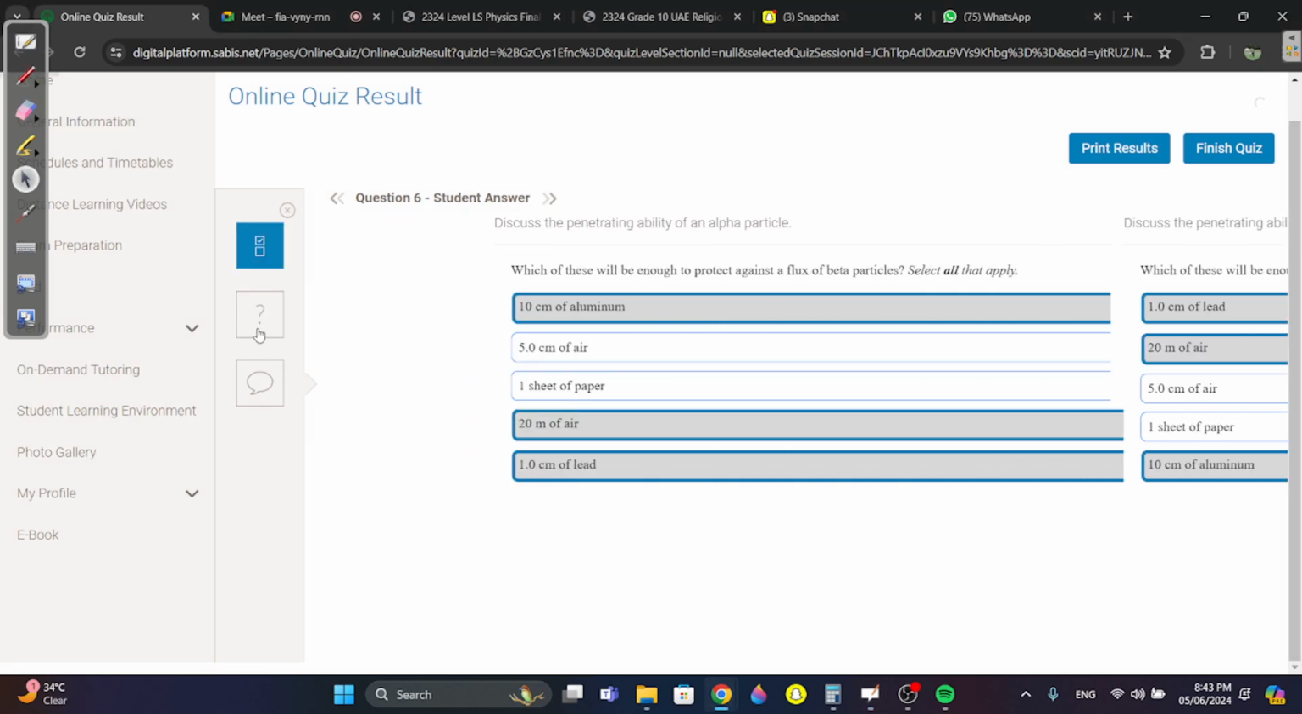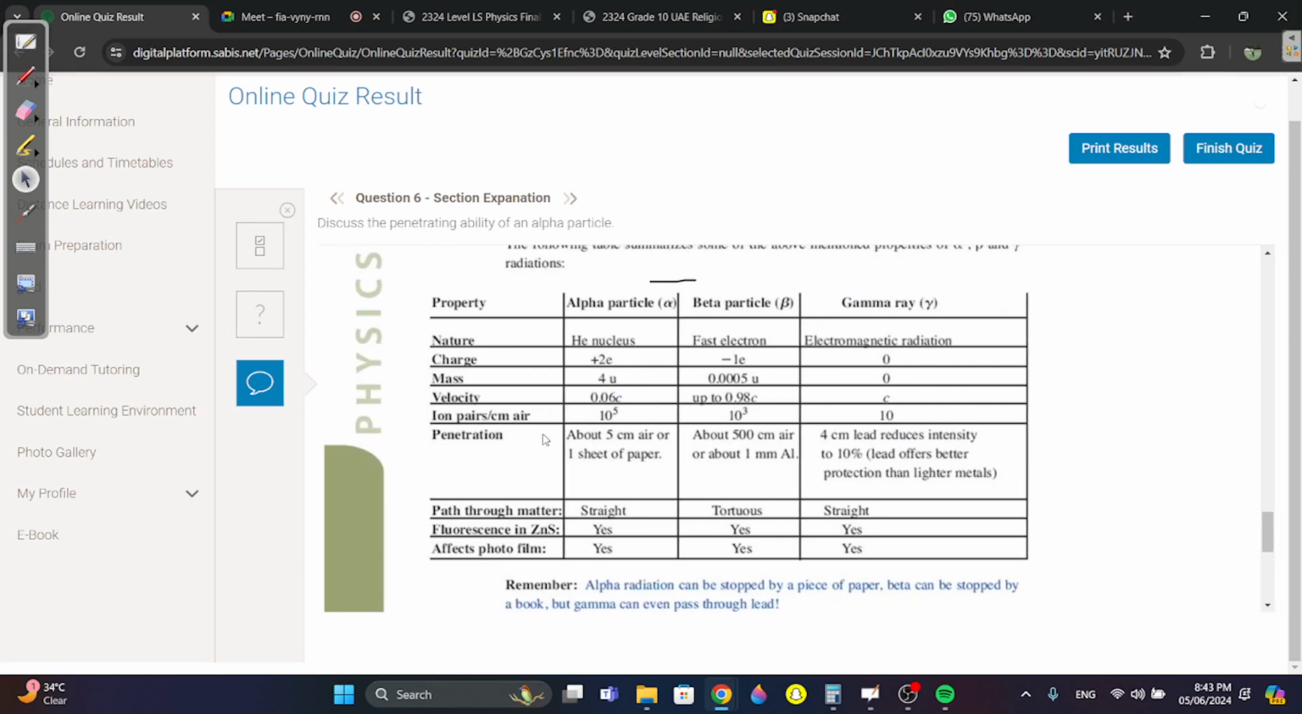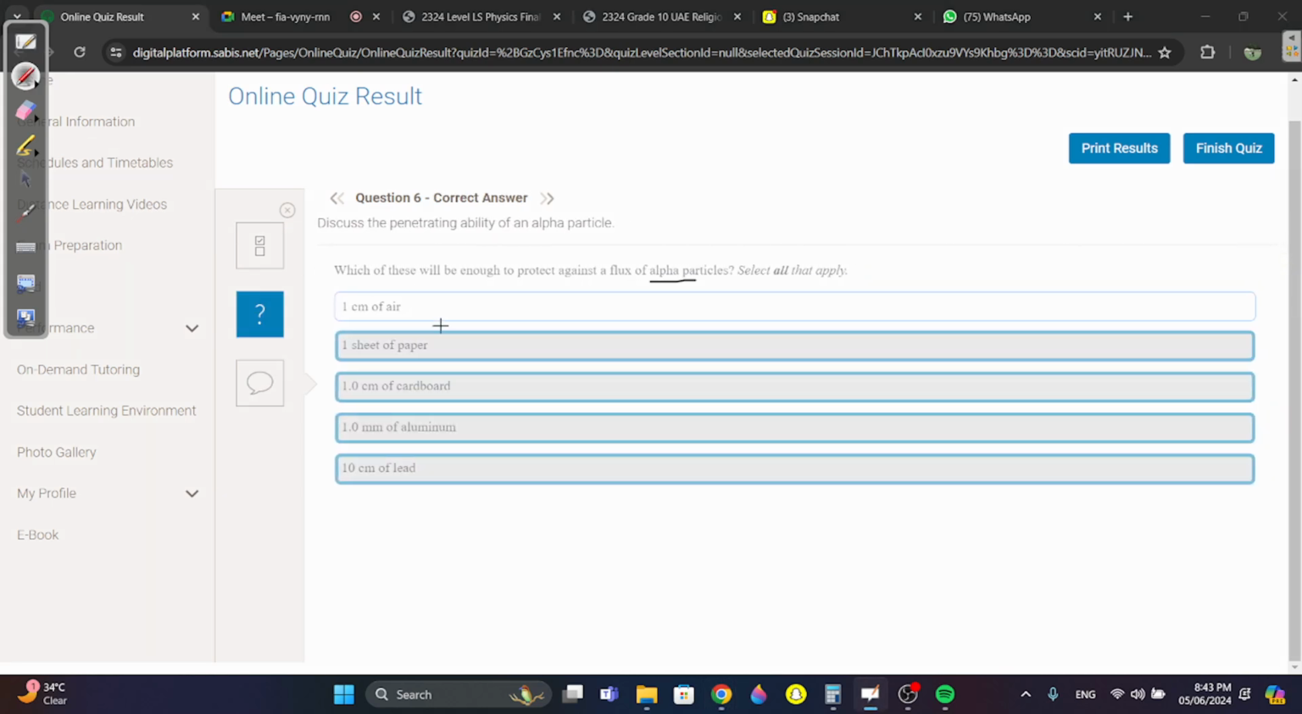Question 7, as in 6, I think it's the same thing. Alpha particles are the weakest. They only need 5 centimeters of air or 1 sheet of paper. So 1 sheet of paper, obviously aluminum will stop it, cardboard will stop it, lead will stop it, but the only thing that won't stop it would be 1 centimeter of air, because they said 5 centimeters of air minimum.